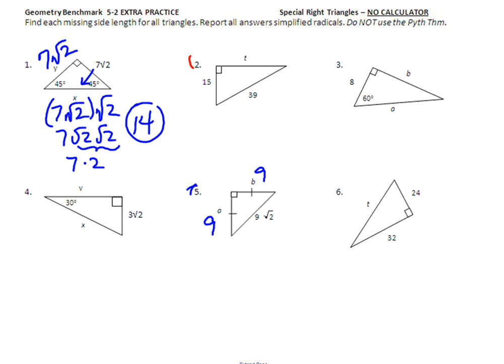I'm skipping number 2 because it doesn't tell us the angles right there. So we'll come back to that later. It's a different type of problem. But this is a 30, 60, 90 triangle here. So there's my 60 degrees.